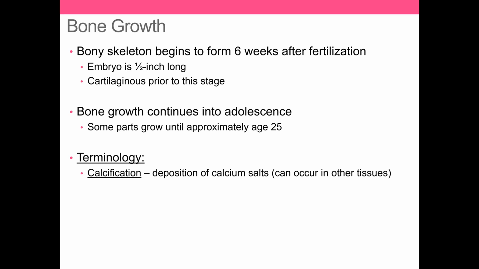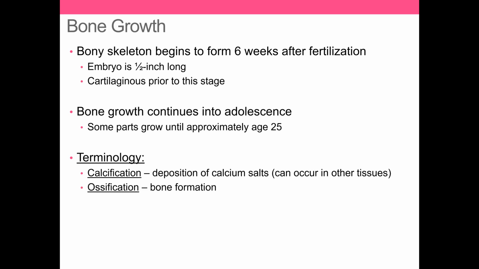This does happen to make bone and bone tissue, but this term calcification can also apply to processes that happen in other tissues. These are usually pathological processes. For example, your arteries, you might have heard the phrase hardened arteries. So your arteries can calcify. That is when you get calcium salts deposited into the walls of the arteries and it makes them stiff and inflexible. So calcification does happen in the skeleton, but keep in mind that it can happen in other tissues as well.